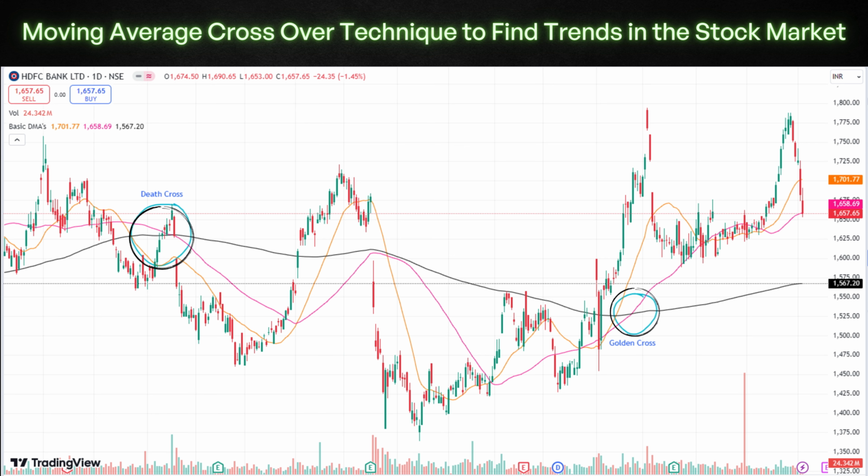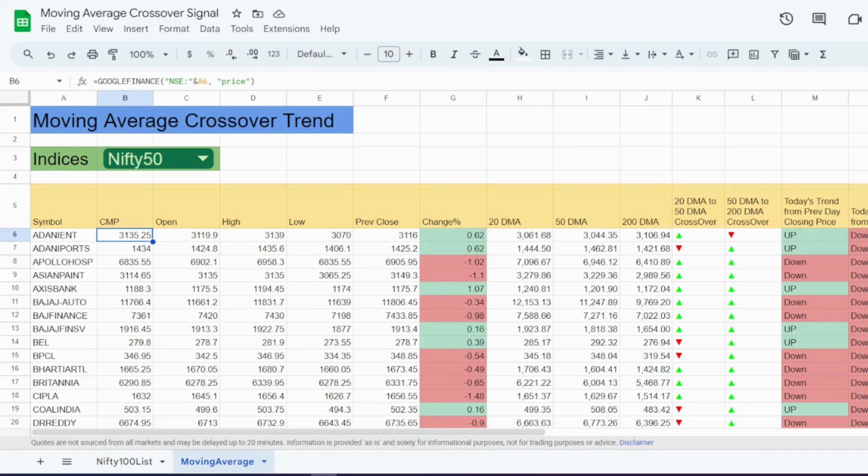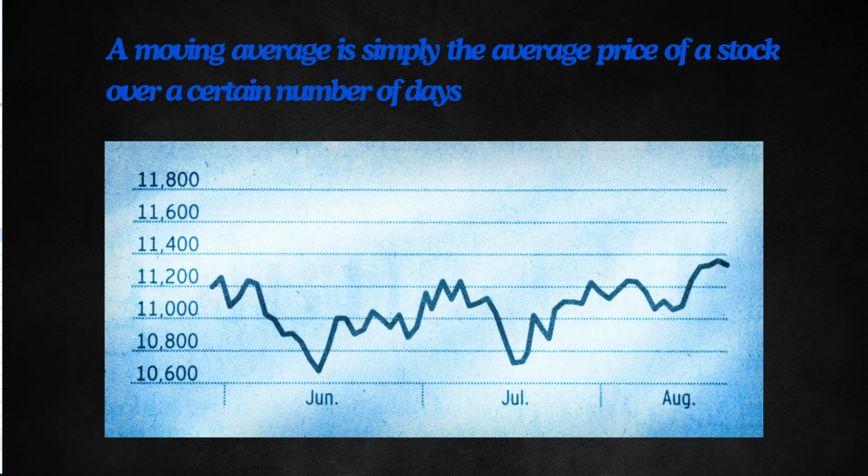Have you ever heard about the moving average crossover technique and how it can help you to spot trends in the stock market? If not, don't worry. Today we will see how this simple technique works and we will also be using Google Sheets with a live example. First, let's start with the basics.